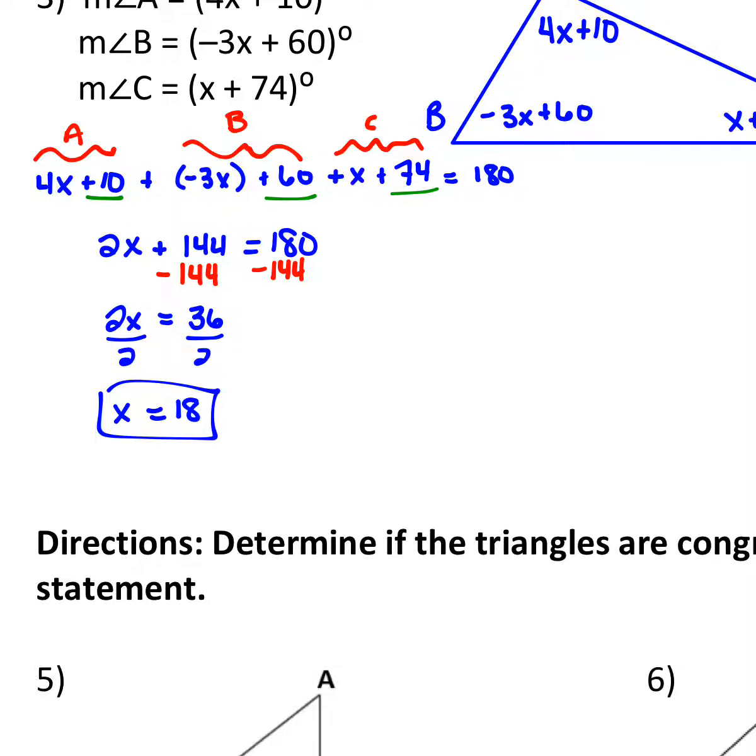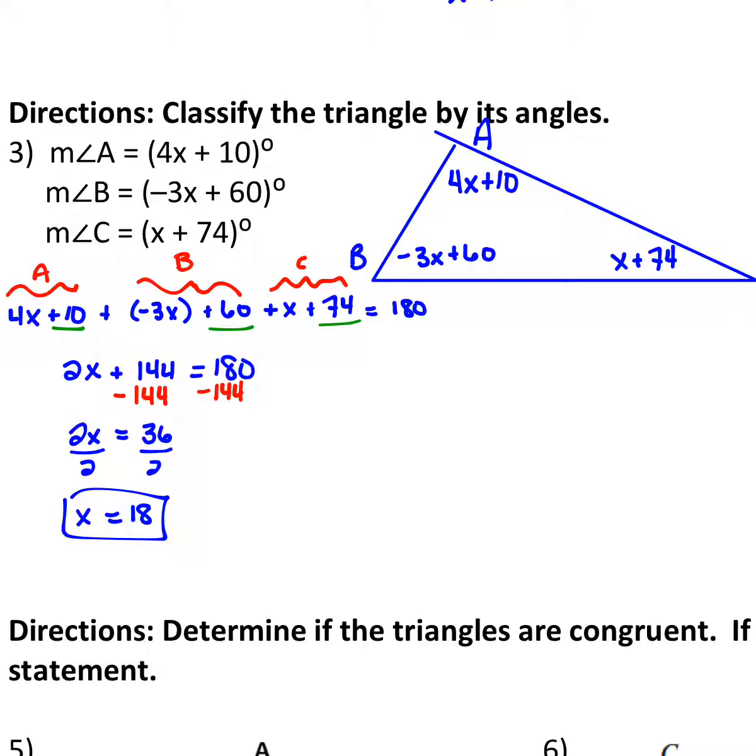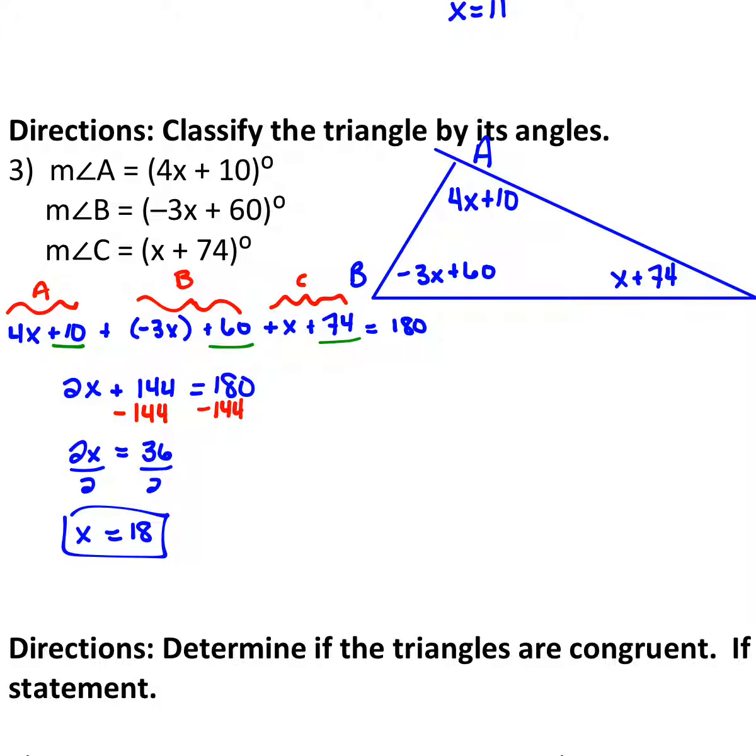Now, if it asked us to solve for x, that would be all we need to do. But it doesn't. It wants us to classify by its angle. So what we're going to do is substitute 18 in for our x's. So if I do that, I get 4 times 18 plus 10. 4 times 18 is 72. 72 plus 10 is 84. So that's the measure of A.